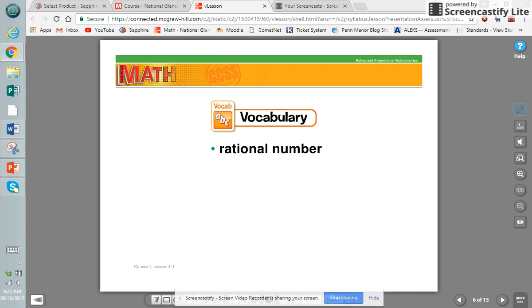All right, let's discuss rational numbers. Now, rational numbers are numbers that can be represented as fractions. So, let's see here. Maybe I could write this number. And we quite easily see 1/2, and we say, yeah, well, that's a rational number. It's a fraction.